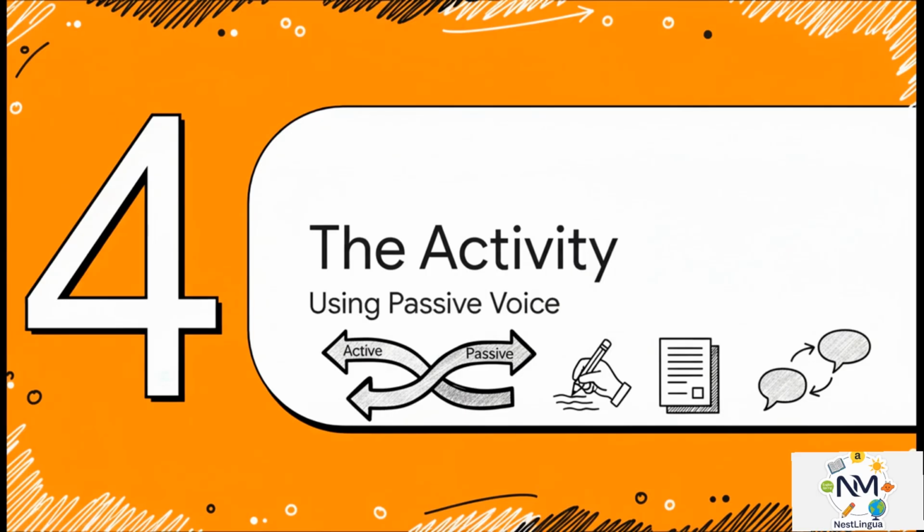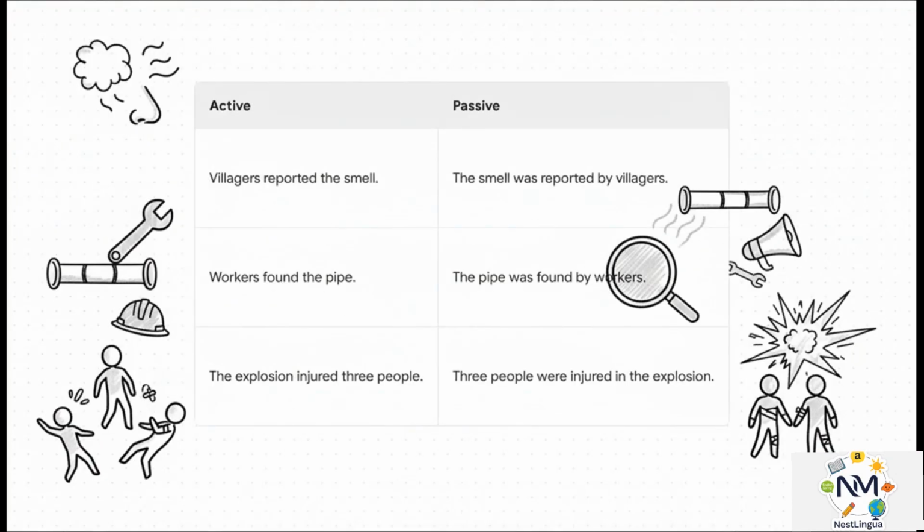Okay, let's make sure this concept is locked in with a quick little activity. We're going to practice flipping some sentences from the active voice to the passive voice. All right, take a look at the first active sentence. Villagers reported the smell. How would you make that passive? Give it a try. It becomes, the smell was reported by villagers.